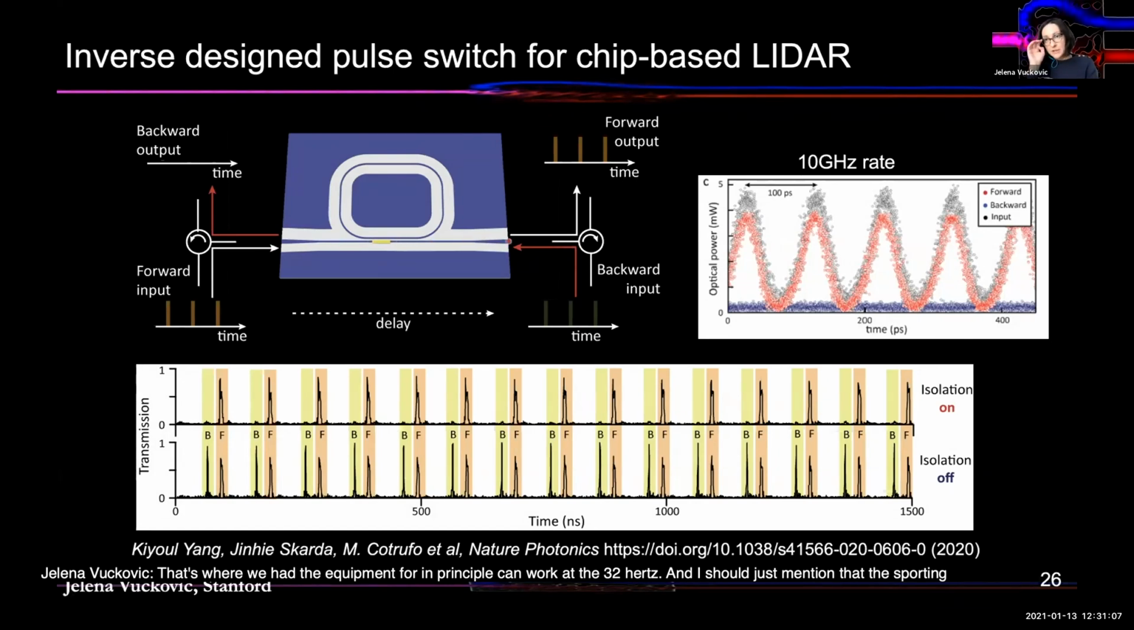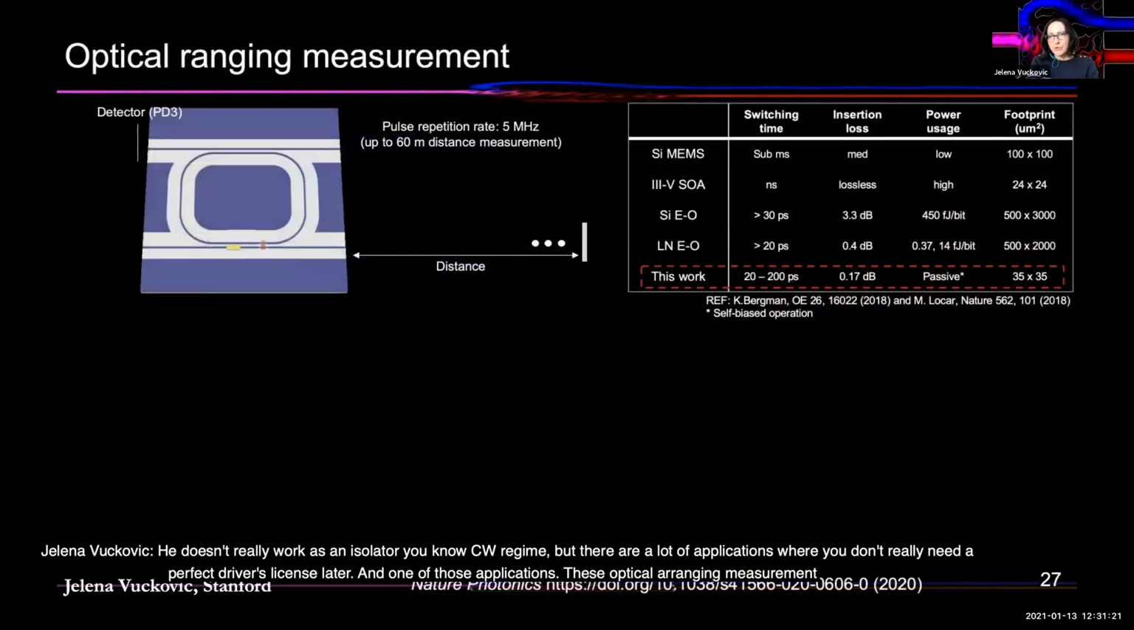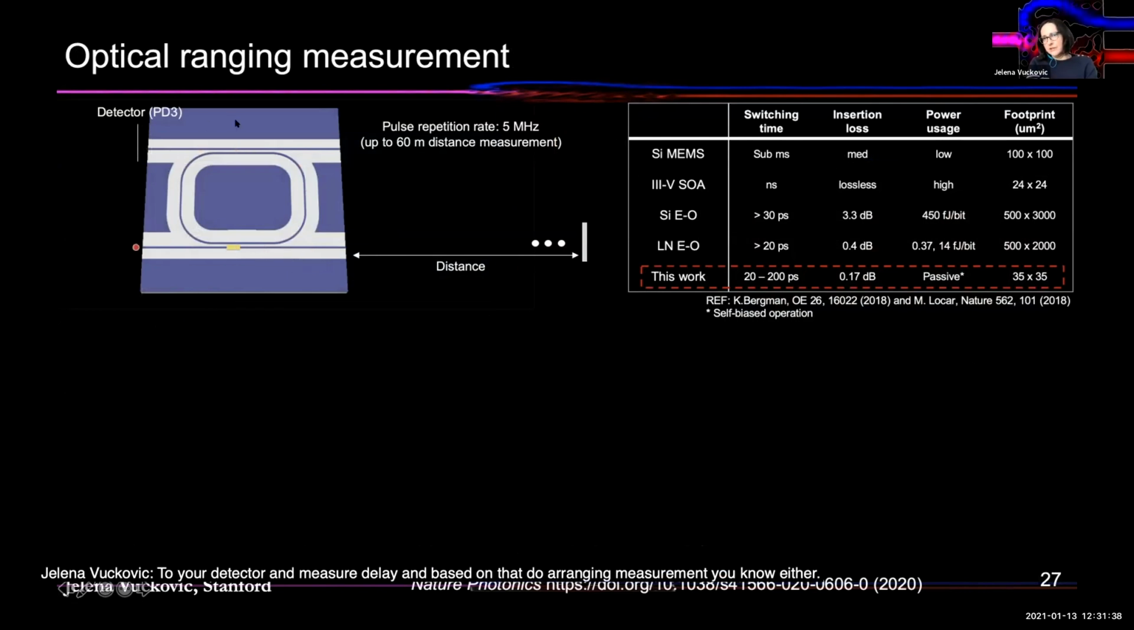I should just mention that this works basically in a pulse regime or quasi-CW regime. There is a limit on pulse duration relative to the delay between the pulses. It doesn't really work as an isolator in a CW regime, but there are a lot of applications where you don't really need a perfect isolator. One of those applications is optical ranging measurement, where you are sending pulses in the forward direction and collecting the back reflection. Then you want to route those reflected pulses to your detector and measure the delay, and based on that, do a ranging measurement in a LiDAR.